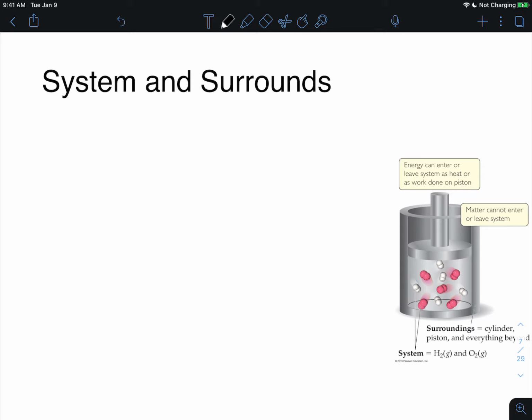Now, it's pretty hard to directly probe a reaction. So instead of directly probing a reaction, we oftentimes look at what the reaction itself is interacting with in order to determine what's going on with the reaction we're trying to study. So whatever we're trying to study, we call that our system. That's what we are studying. In chemistry, that's going to be chemical reactions, usually. I mean, we study other things, but for the most part, we're looking at reactions. And then we have our surroundings. That's everything else.